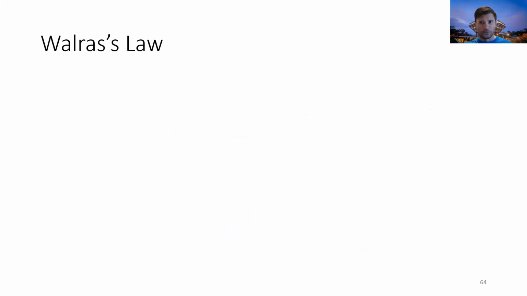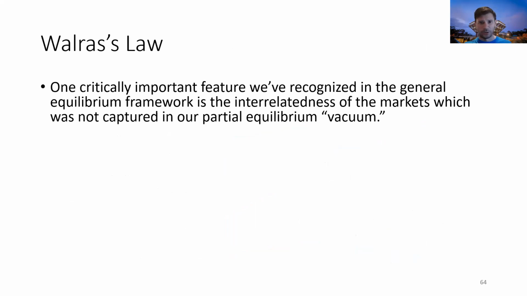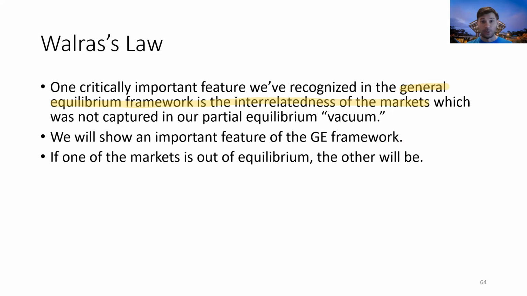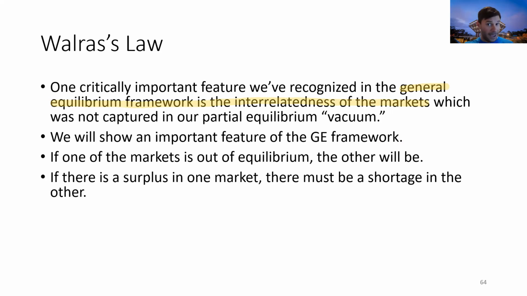The really critical feature we've recognized that separates the general equilibrium framework apart from the partial equilibrium framework is that it captures the interrelatedness of all of the markets at once in the model. Okay, so we're going to show an important feature of this general equilibrium framework. And this feature is if one of the markets is out of equilibrium, then another one will be out of equilibrium. In the case of our 2 market situation, we've already seen this. The market for X, right, was in a surplus, and at the same time, the market for Y was in a shortage. And that was not a coincidence.